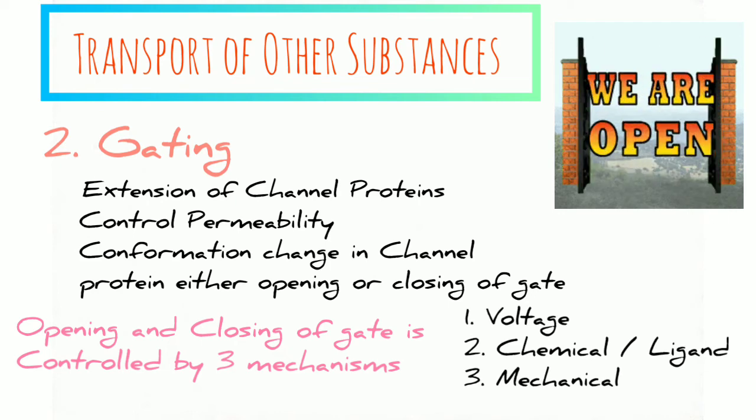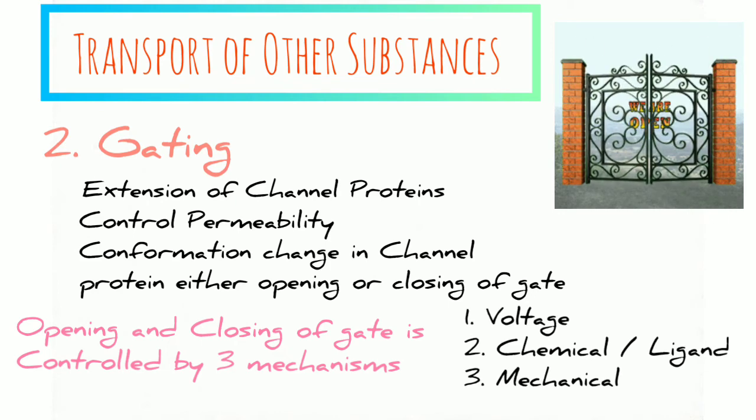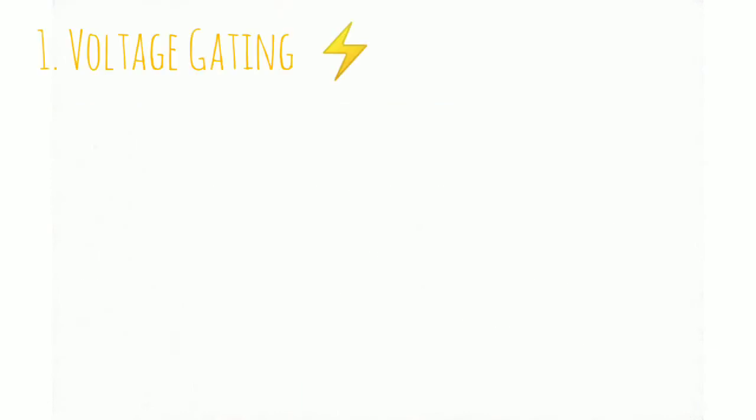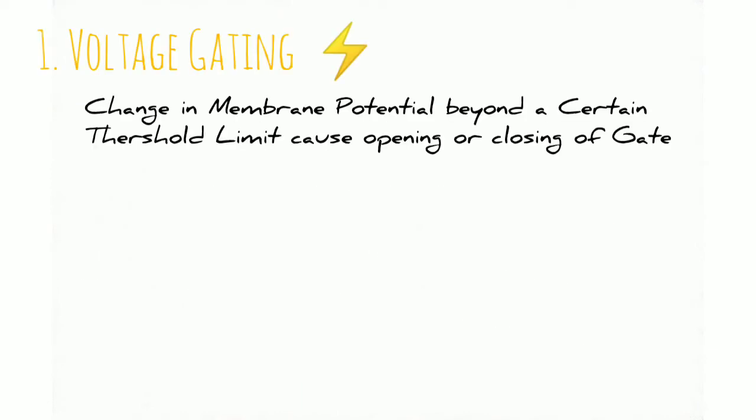First, voltage gating. Second, chemical gating or ligand gating. Third is mechanical gating. First, voltage gating: with the change in membrane potential beyond a certain threshold value, there is opening or closing of the gate.